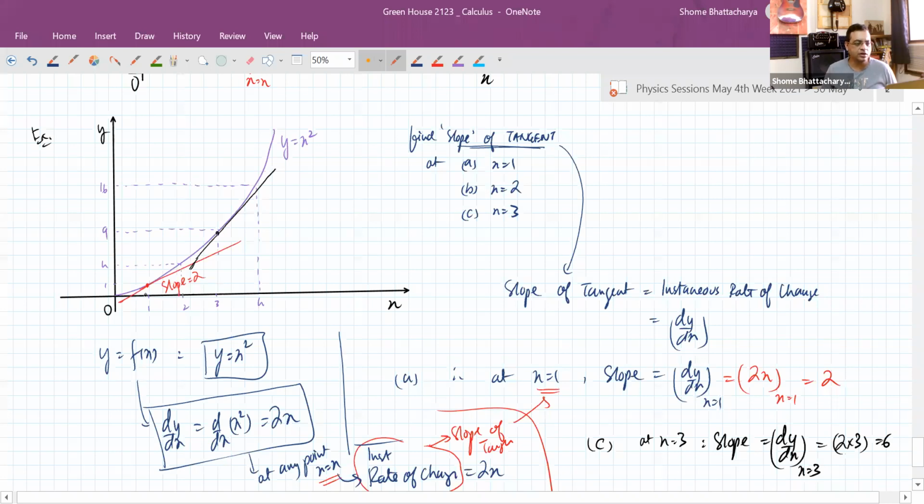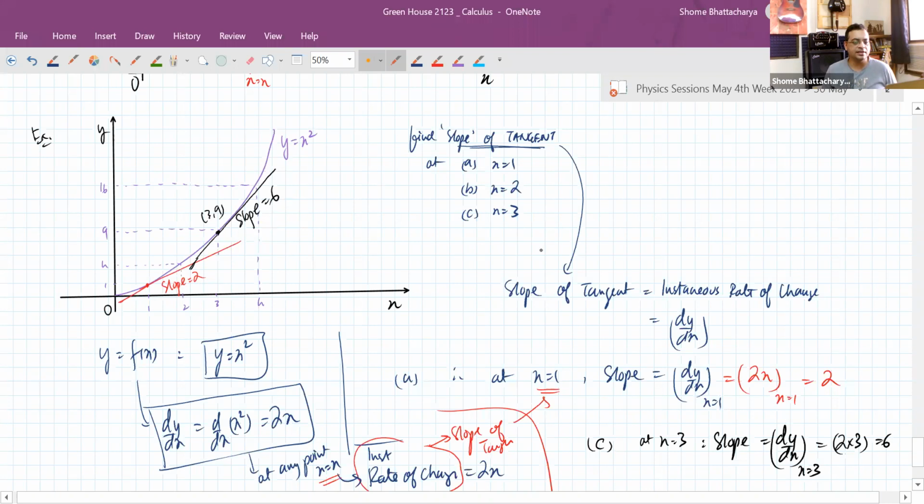It's telling me that at 1, the slope is exactly equal to 2. It's telling me that at x equal to 3, the slope is exactly equal to 6. So this point on the graph is (3, 9). At that point (3, 9), if I draw a tangent line, it's telling me the slope of that tangent line should be equal to 6.